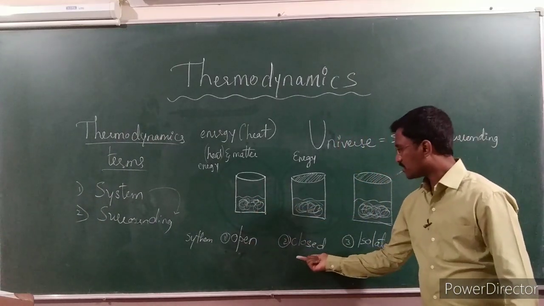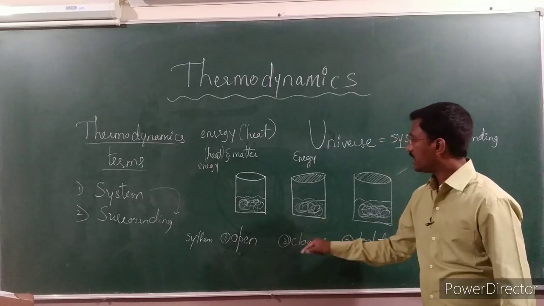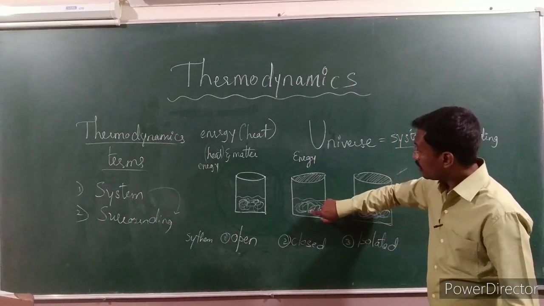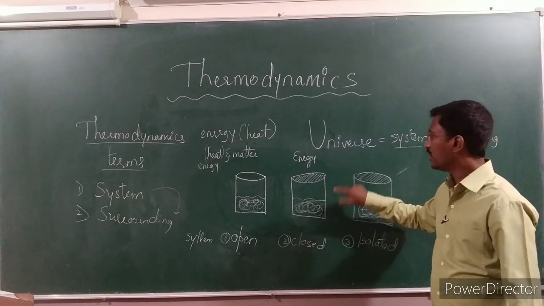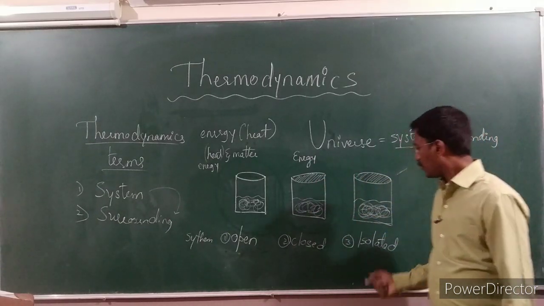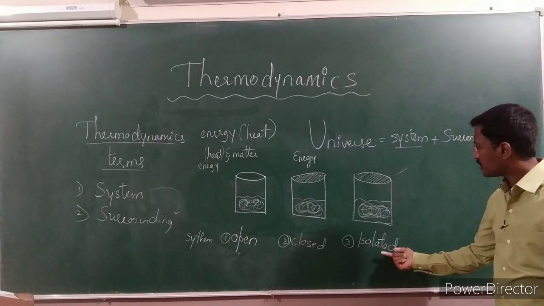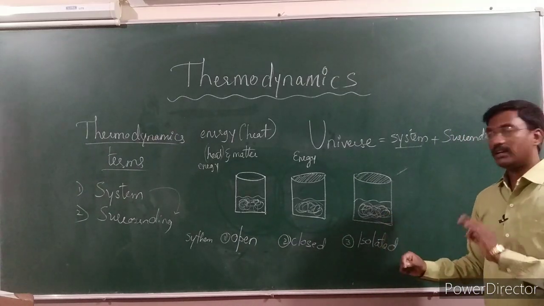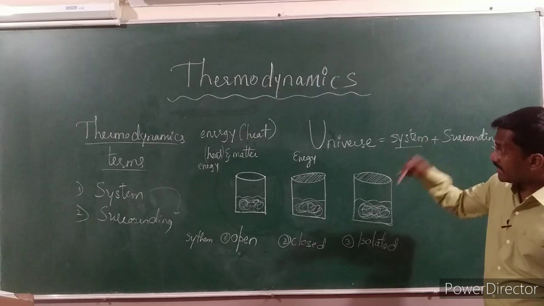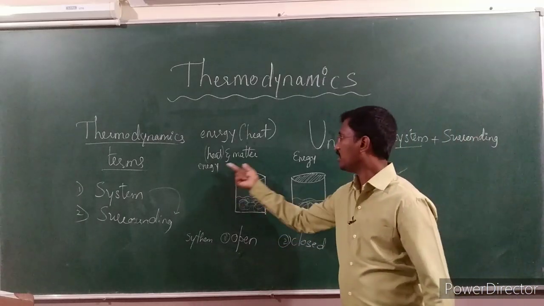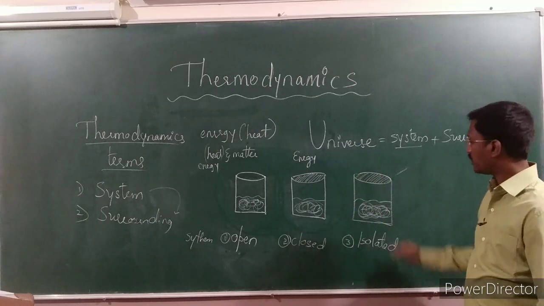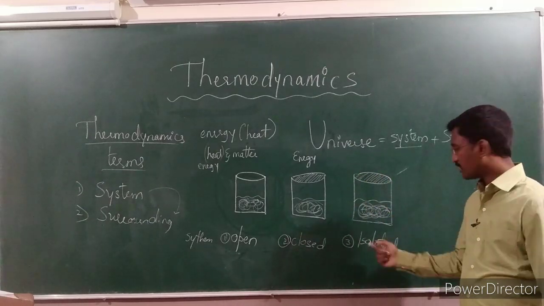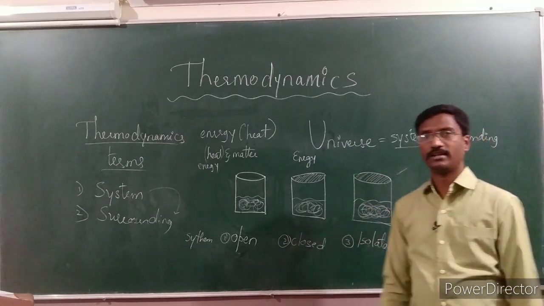A closed system is a system in which there is a transfer of energy from the system to the surrounding, but not matter. Whereas the isolated system is a system in which there is no change of either energy or matter, meaning there is no change of energy and matter from system to the surrounding. Such a system is called an isolated system.